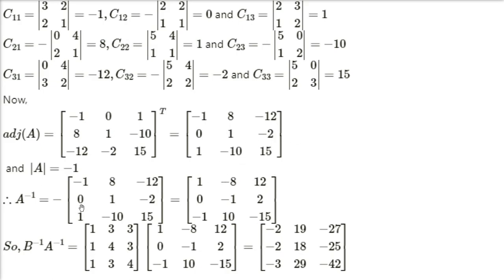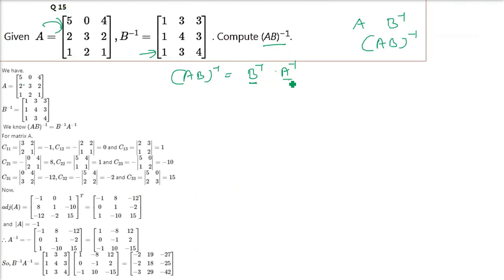And now since B inverse is already given in the question, and A inverse you have found out, just multiply these two. You already know how to multiply two matrices. That is going to be your B inverse A inverse, and that is going to be equal to (AB) inverse, and that will be your final answer. B inverse A inverse is simply equal to (AB) inverse that you need to compute in this question. Basically, matrix multiplication is important here.